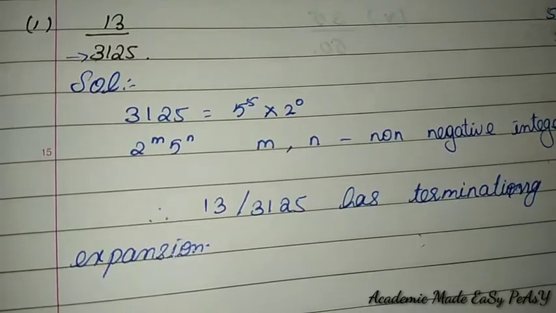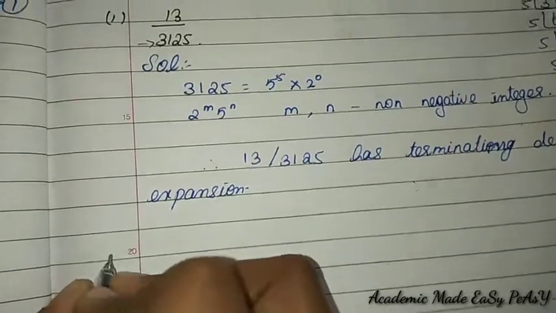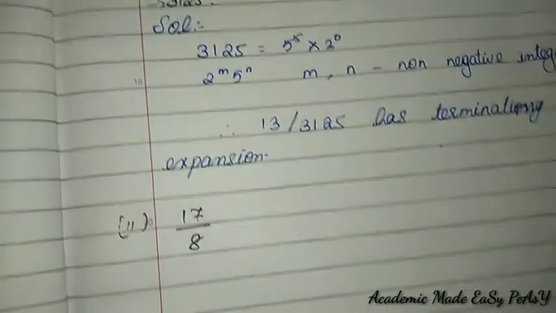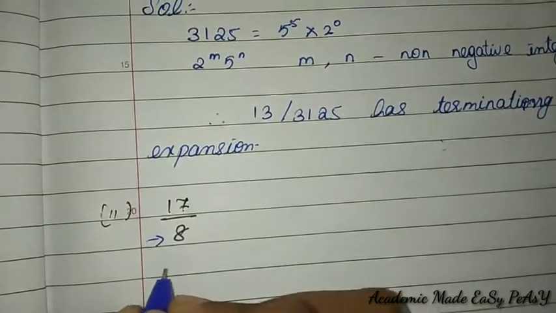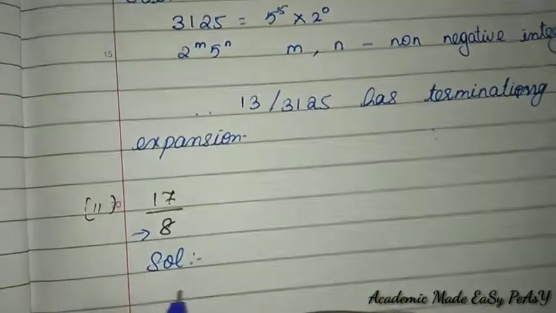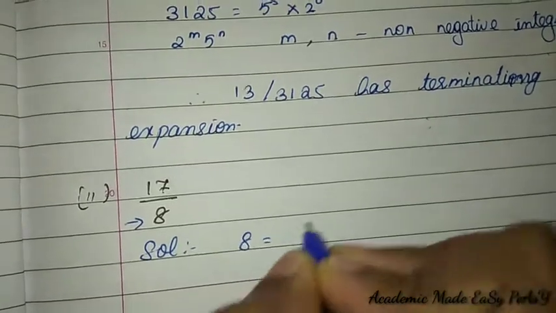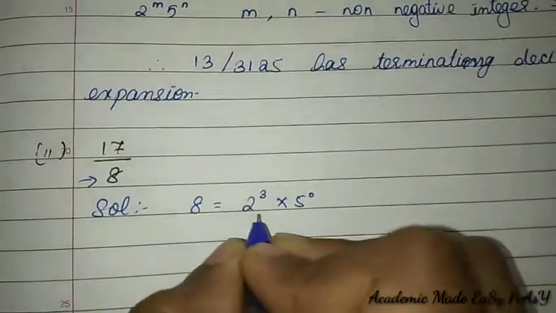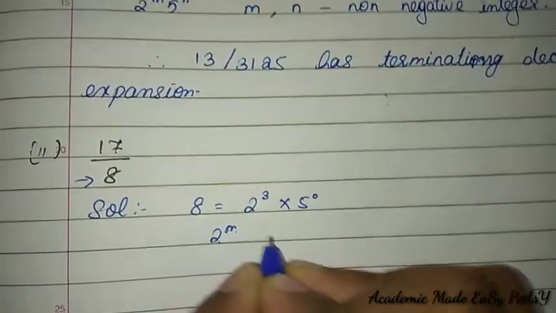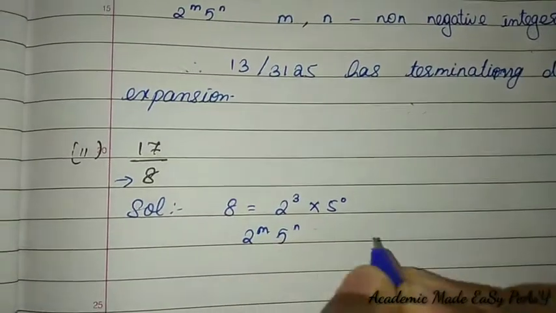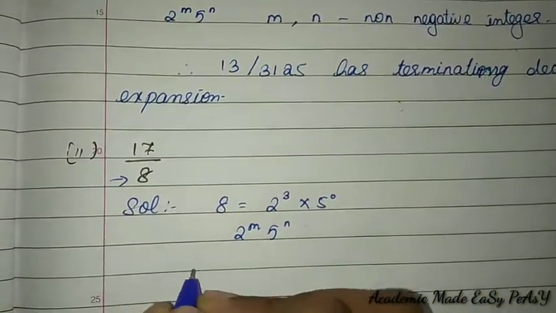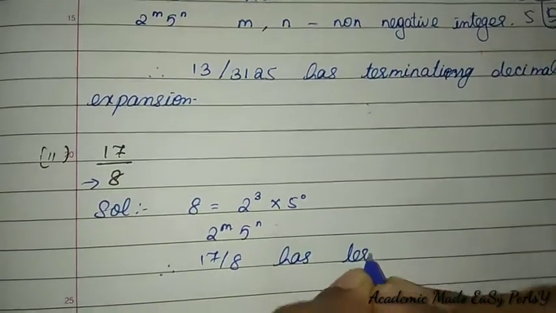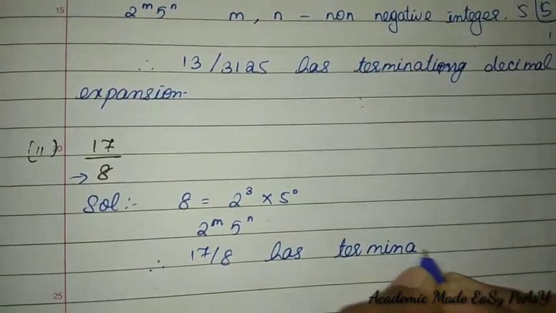Okay, so now let's see the next subdivision. Second question, 17 by 8. So now we have to check only the denominator, isn't it? So solution: when I take only the denominator, the prime factorization of 8 is 2 cube into 5 power 0. So therefore this is of the form 2 power m into 5 power n for some m and n non-negative integers. Therefore 17 by 8 has terminating decimal expansion.